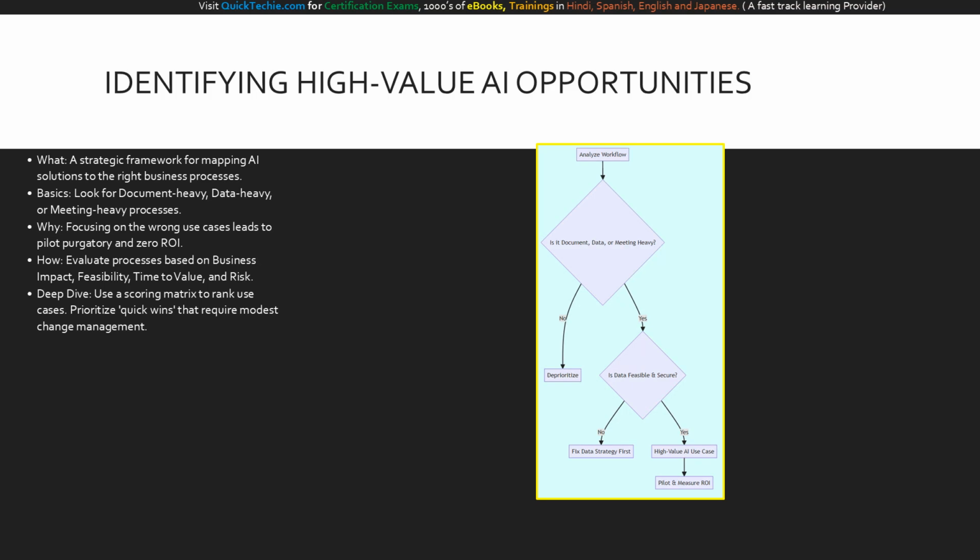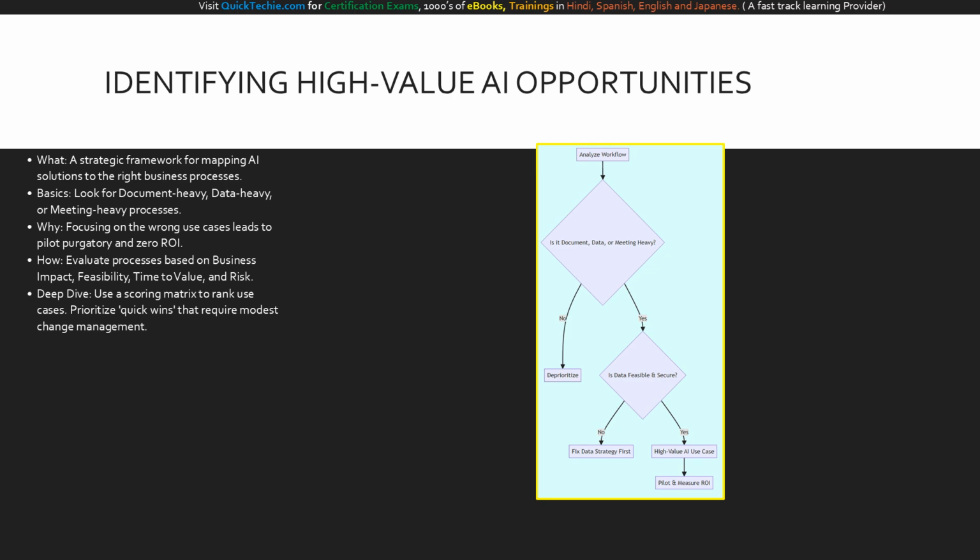We know AI is powerful, but how do you actually identify when it will provide value? You must be strategic. What should you look for? We categorize the best opportunities into 3 buckets: document-heavy, data-heavy, and meeting-heavy processes. Why this approach? Because AI delivers the greatest impact where complexity and repetition slow progress. If you just sprinkle AI everywhere, you end up in pilot purgatory with no ROI.